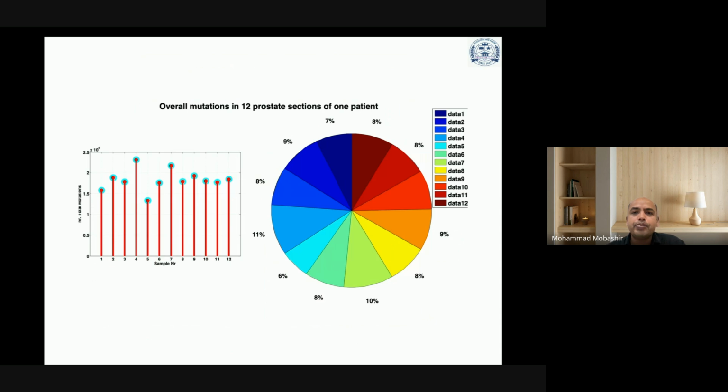Then the next part is the real application and analysis which I have done for all the 12 sections. For example, how many total mutations you could analyze for each sample, all the 12 samples. If you could see, the highest mutation is in sample number 4, sample number 7, and so on. This is how you could look, and the same thing has been plotted in a pie chart.